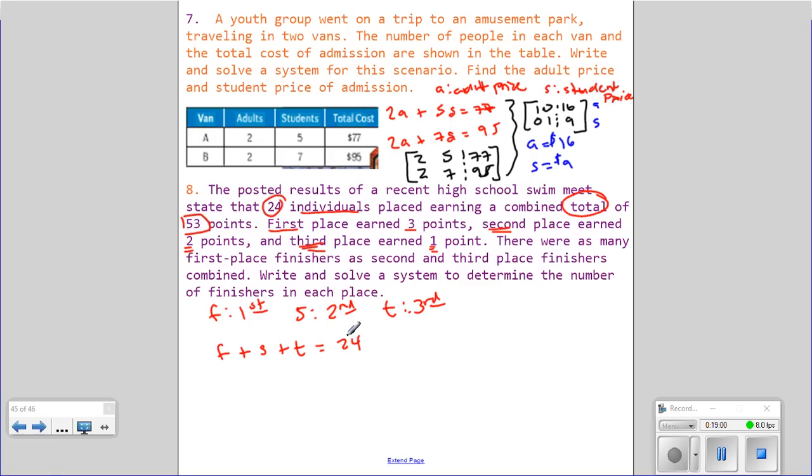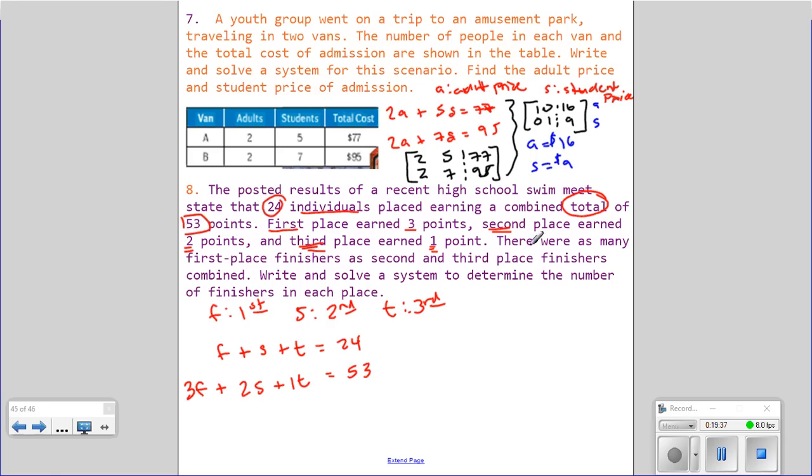We know that there was a total combined of 53 points. So 53 is going to be at the end of another equation. But here's where it gets kind of tricky. So each first place person got 3 points. So that means it's 3 times F. Each second was 2 points. So that's 2 times S. And each third place got 1. So you could say 1 times T or just T. But let's put 1 just so you don't forget that there's a 1 in front.